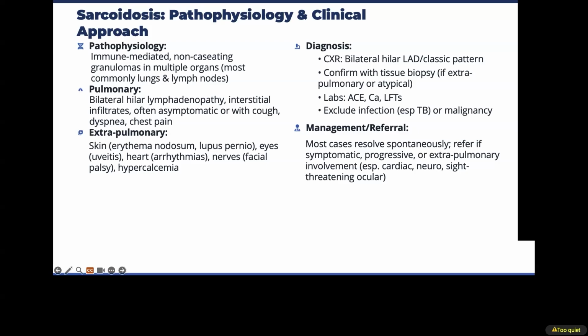So sarcoidosis is an immune-mediated condition that forms what they call non-caseating granulomas. This is a tight cluster of macrophages and lymphocytes that form in response to some unknown trigger.